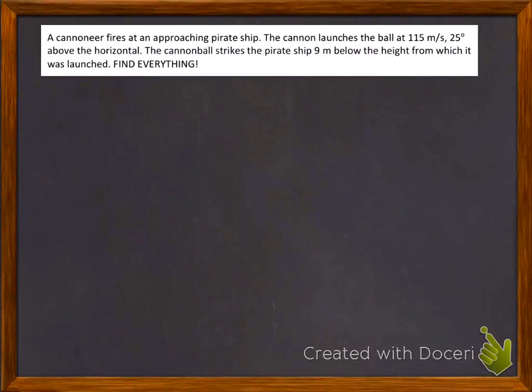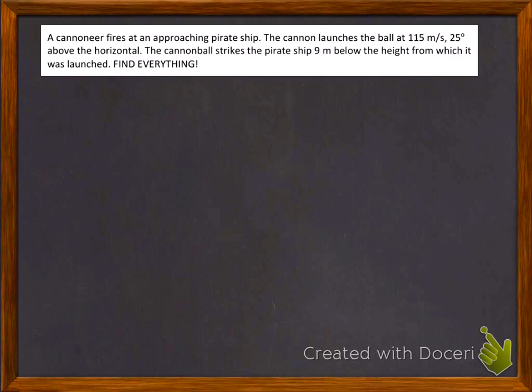In the problem that we're going to look at here, we have a cannoneer on a ship firing at an approaching pirate ship. The cannon is going to launch the cannonball at 115 meters per second, 25 degrees above the horizontal. The cannonball will strike the pirate ship 9 meters below the height from which it was launched, and we're asked to find everything. But before we start trying to find everything, our first step is always to draw a picture from the information that we're given.